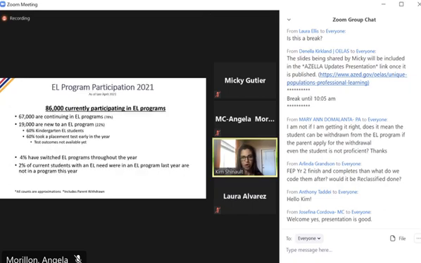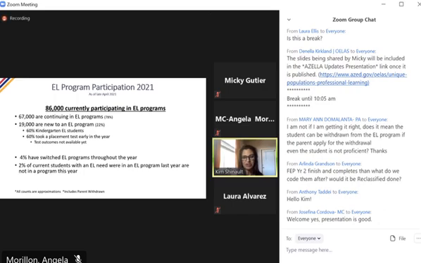Looking now at EL program participation, from what I can see as of about the beginning of last week, we currently have about 86,000 EL students participating in a program. About 67,000 of those are continuing in a program from last year, not necessarily the same program, but they are continuing EL students. That's about 78%.